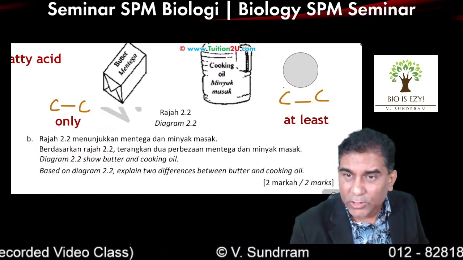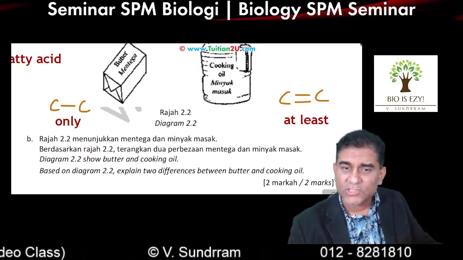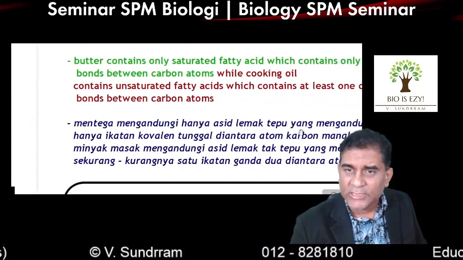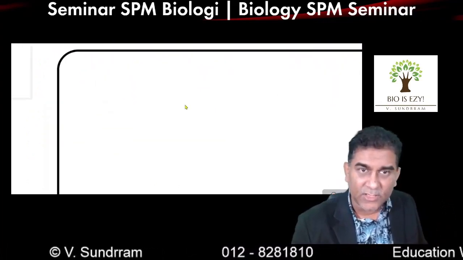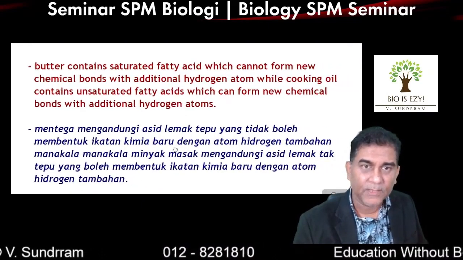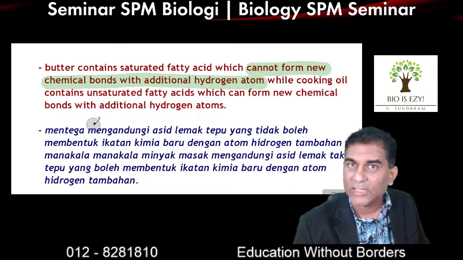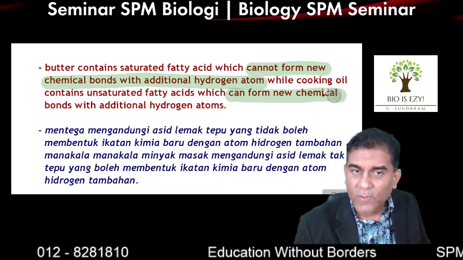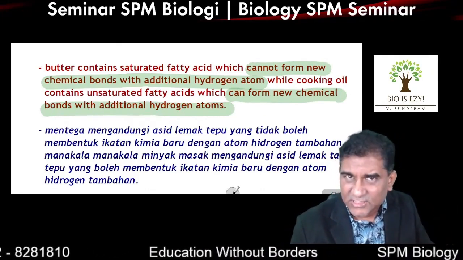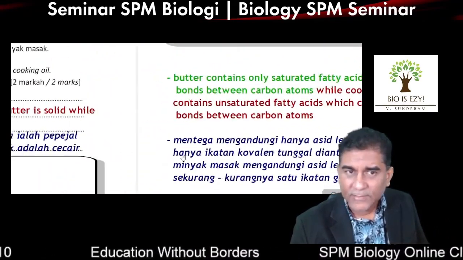Most probably they're only going to ask you for 1 difference or maybe 2 differences. So these 2 are enough for you to get the marks. But in case you need it, 3 points. And I think I should have another answer. Yeah, this one. So this is the other answer that you can use. They cannot form new chemical bond with additional hydrogen atom. The other one can form new chemical bond with hydrogen atom. This one only use if it's necessary. The 2 differences that you can easily get are this and this.